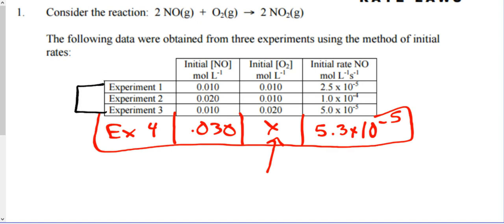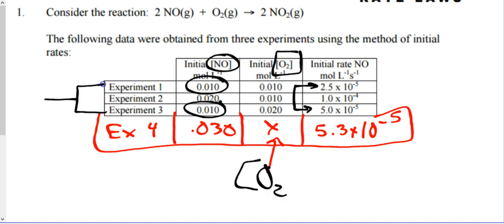In experiments 1 and 3, NO is held constant with 0.01 and 0.01. So we want to look at these two rates, and from 2.5 to 5, that is definitely a double, correct? So we now know the exponent of O2 is a 1.